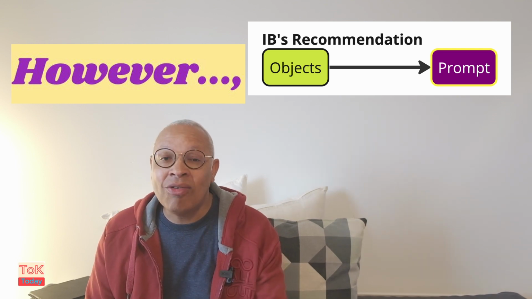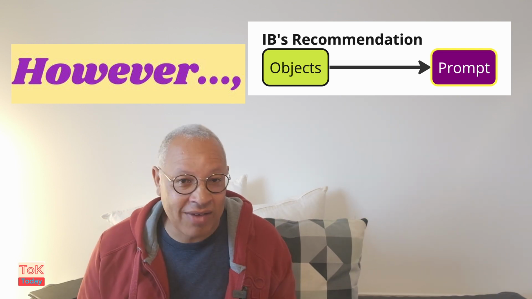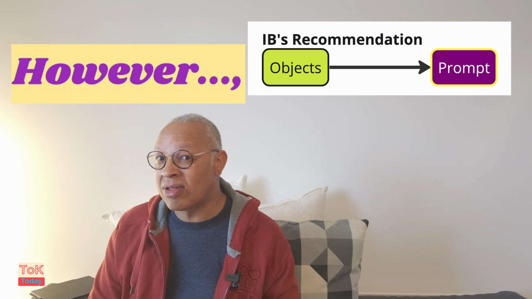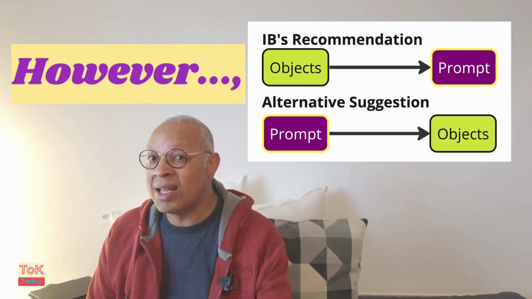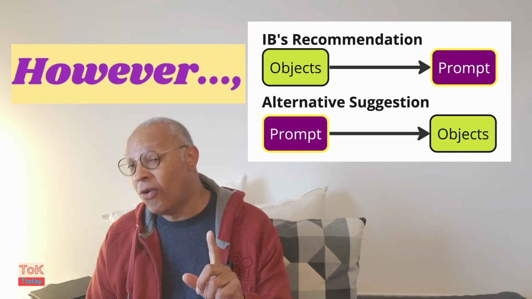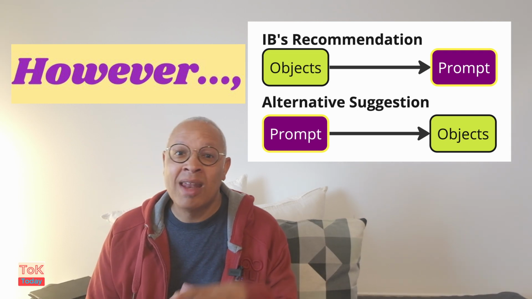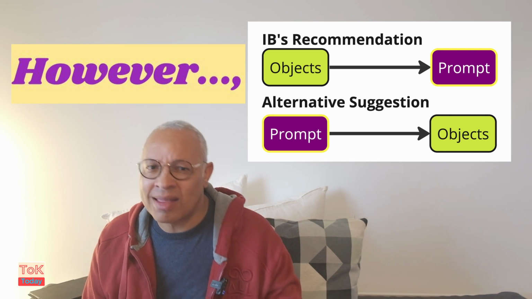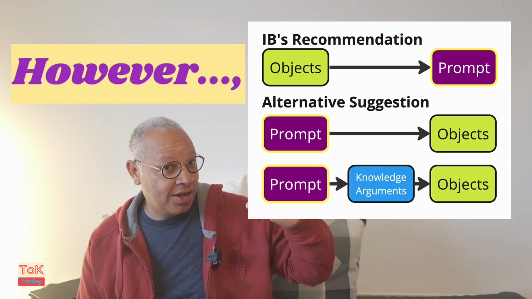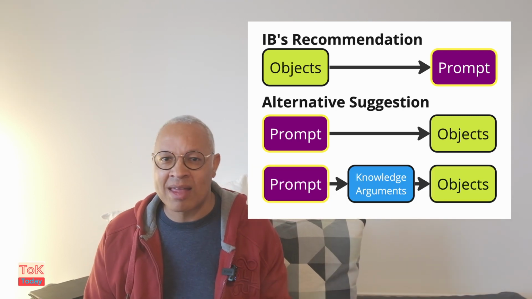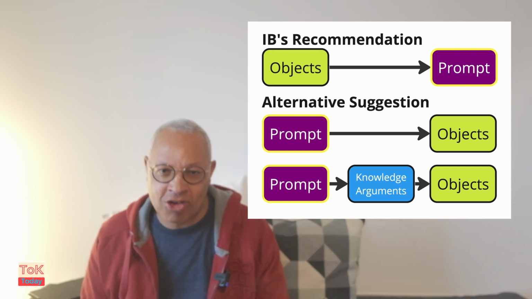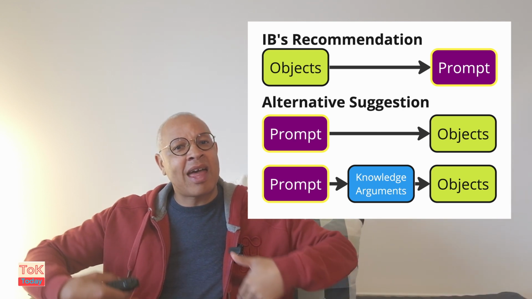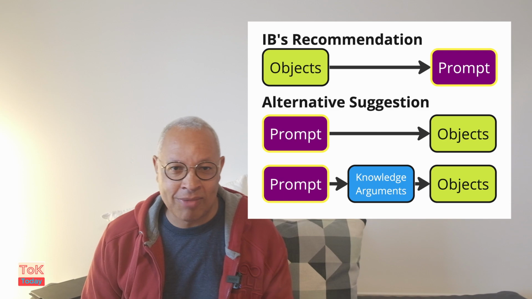Now let me lay out to you an alternative way of doing it, which is that you choose the prompt and you write the knowledge arguments before you choose objects. Now, I recommend that students choose both a prompt and write three knowledge arguments before they choose their objects for their ToK exhibition. And my recommendation is the exact opposite of IB's recommendation.